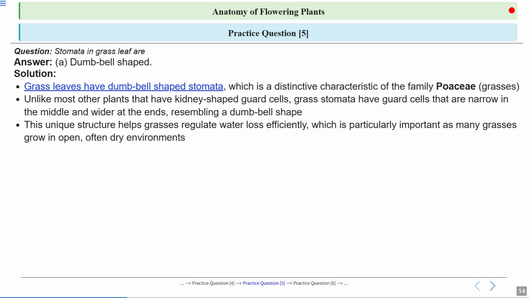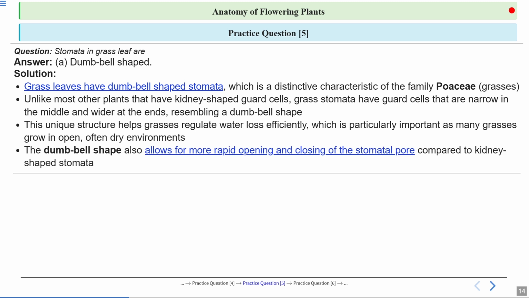Okay, let's move to the next question. So the dumbbell shape also allows for more rapid opening and closing of the stomatal pore compared to kidney shaped stomata, right? So opening and closing of stomata is more rapid in the monocot due to this dumbbell shape as compared with the kidney shaped stomata that we see in the case of dicot. This last line is very important.